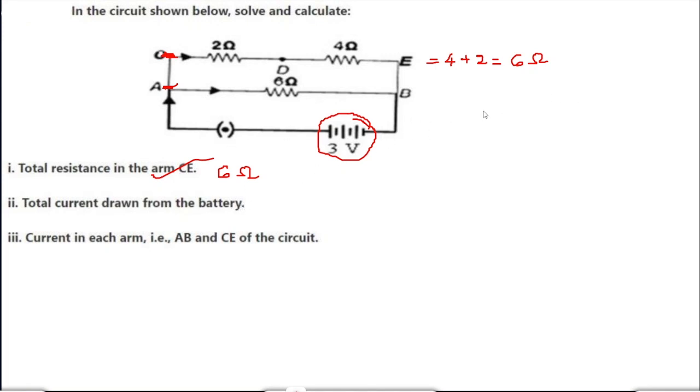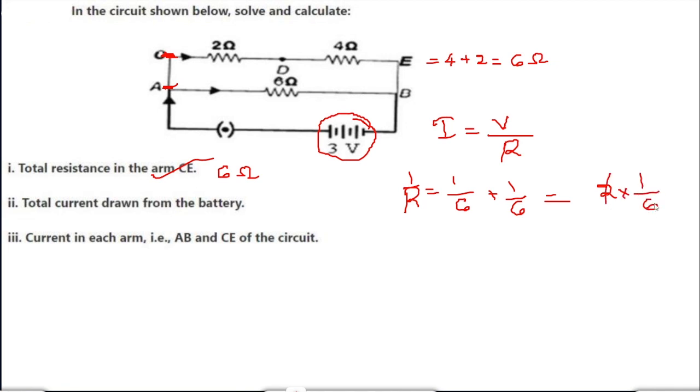So current drawn from the battery is nothing but I equals V by R, right? We already know the voltage is V. Then what about R? Here we have two resistances, 6 ohms and 6 ohms, in parallel. So for the resultant resistance, 1 by R is equals to 1 by 6 plus 1 by 6. So here it is nothing but 2 into 1 by 6, so R, the resultant resistance, is equal to 3 ohms.